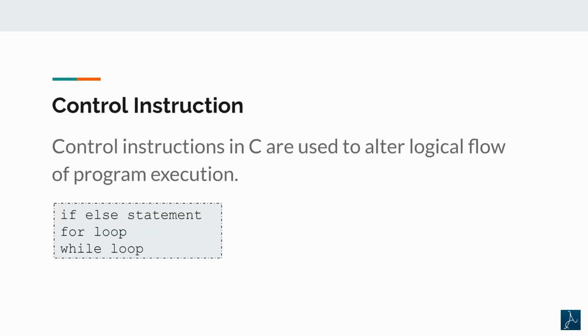Control instructions are used to alter or change the logical flow of program execution. As we all know, a C program executes sequentially. Using control instructions, I can tell C to skip or repeat specific lines of code. I will talk more about it in another lecture dedicated specially to control instructions.